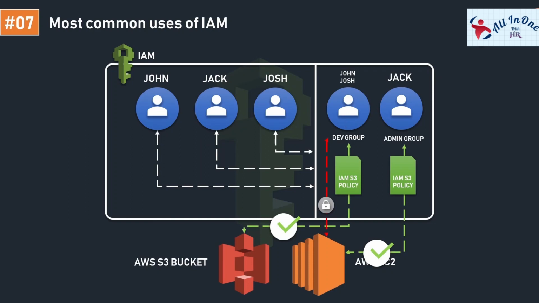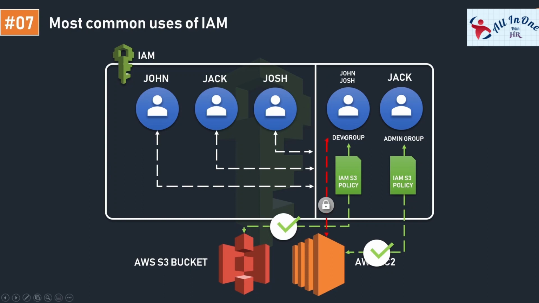And in this group, let's suppose I have created a group here like dev group, and I've added John and Josh into that, and I have attached an IAM policy. So now they are able to access the Amazon AWS S3 bucket because the policies are attached to it. So Jack, being in the admin group, is a jack of all trades, and he is able to access Amazon AWS EC2.